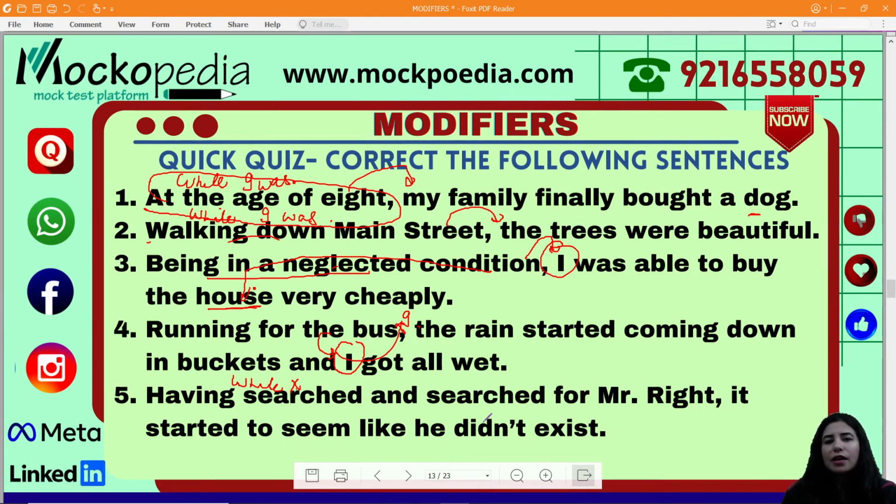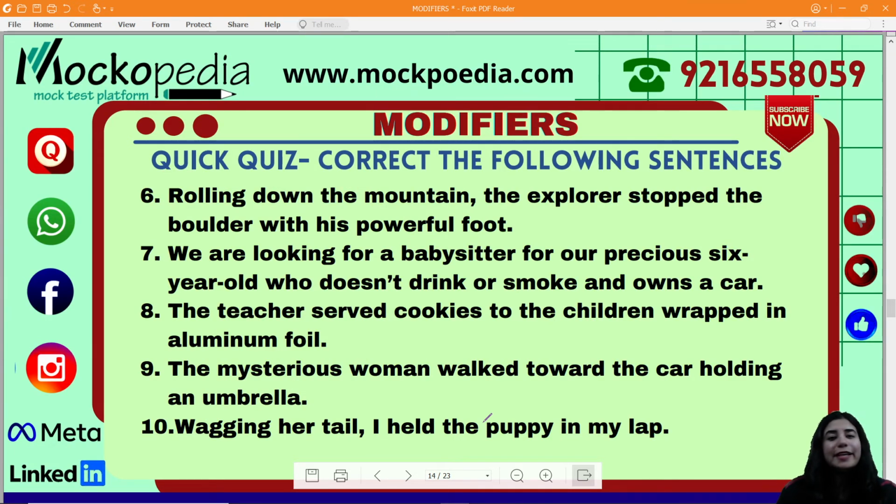Right? Modifiers remain to be the easiest concept which comes in error detection questions. And yes, you get a lot of questions also based on it. So let's move to the next set. Again, I'll give you 2-3 minutes to just walk through the sentence, become comfortable, and then we are going to start the discussion.